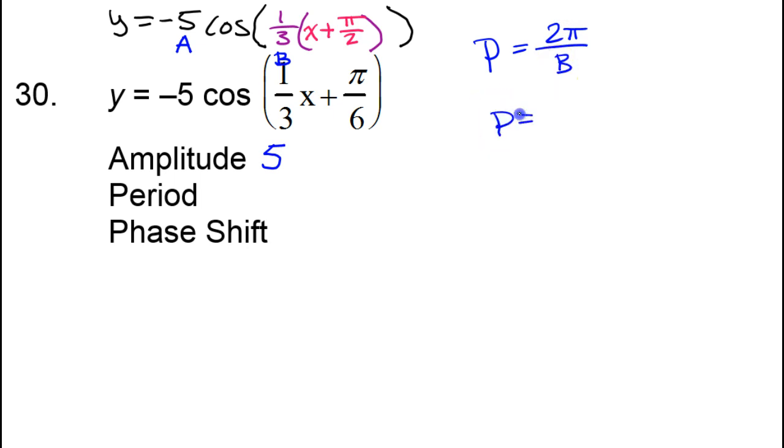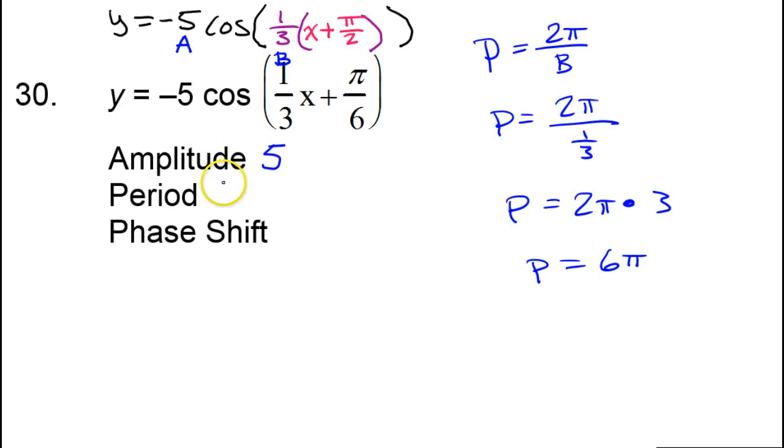So the period is going to be 2 pi divided by 1/3. Dividing by 1/3 is the same thing as multiplying by 3. So the period is going to be 6 pi. Okay, so the period is 6 pi.